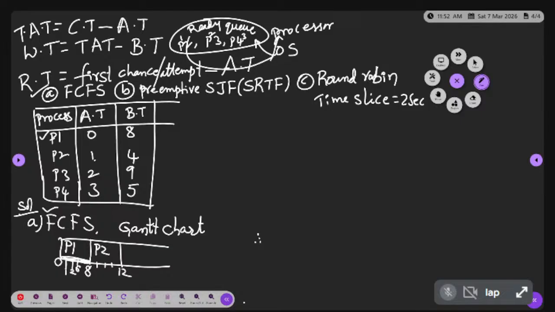Then after 12, again the OS will check whoever is there. So P2 is over, now P3, P4. Who arrived first? P3. So P3, how much time? 9 seconds. So here 12 to 13, 14, 15 and so on.